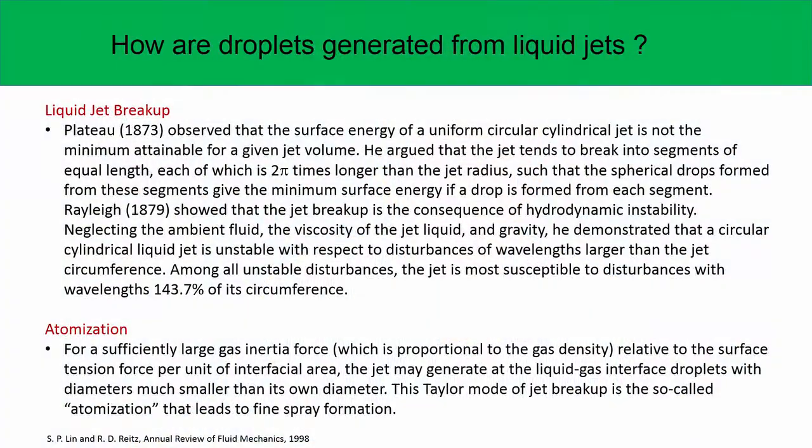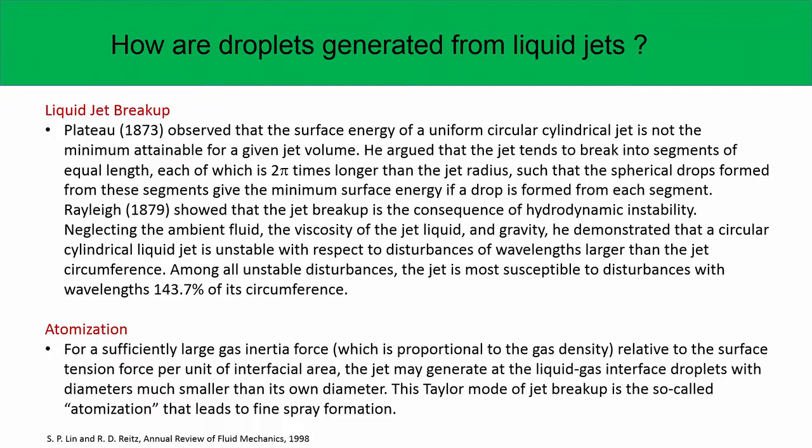So, we are fortunate in one sense, but we cannot rely only on the spontaneous breakup of a liquid jet. We need to do something more to achieve even smaller droplets, and that will be called atomization. So then the question, as you see here, is that we need droplets from liquid jets. How does that happen? It essentially happens by two processes: liquid jet breakup and atomization.